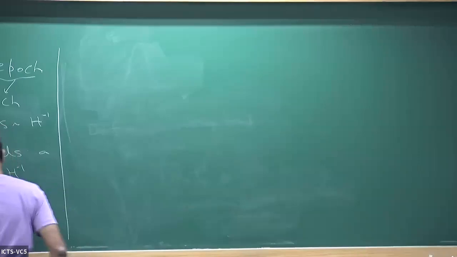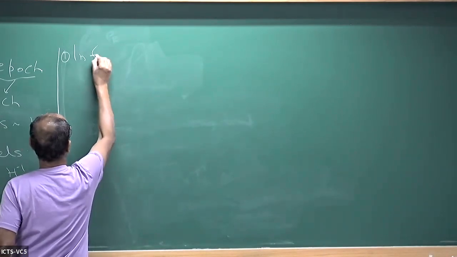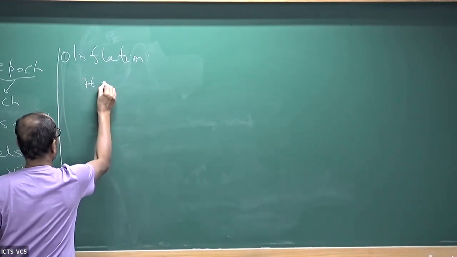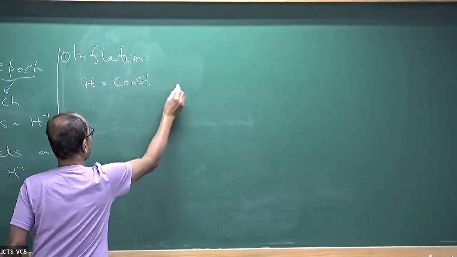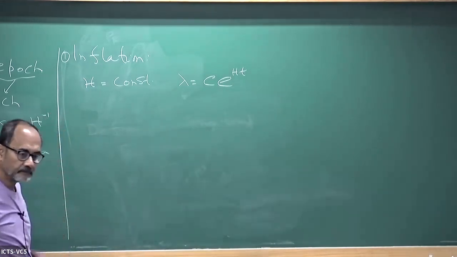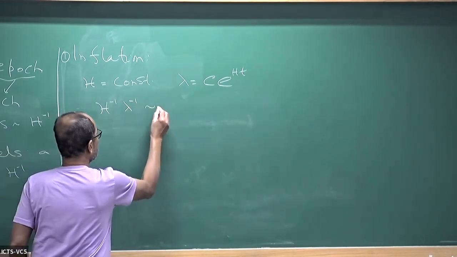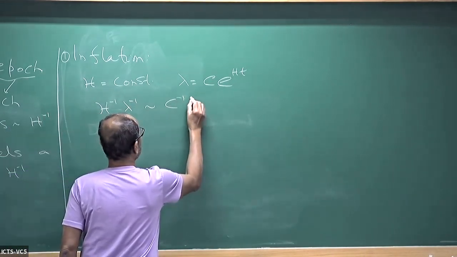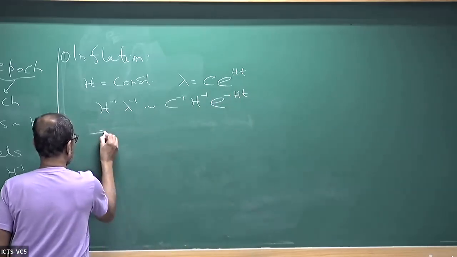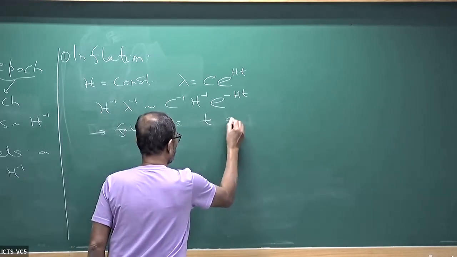So let's calculate this in various epochs. During inflation, h is constant, and lambda is c to the ht. So h inverse lambda inverse is c inverse h inverse e to the minus ht. So this falls as t increases.